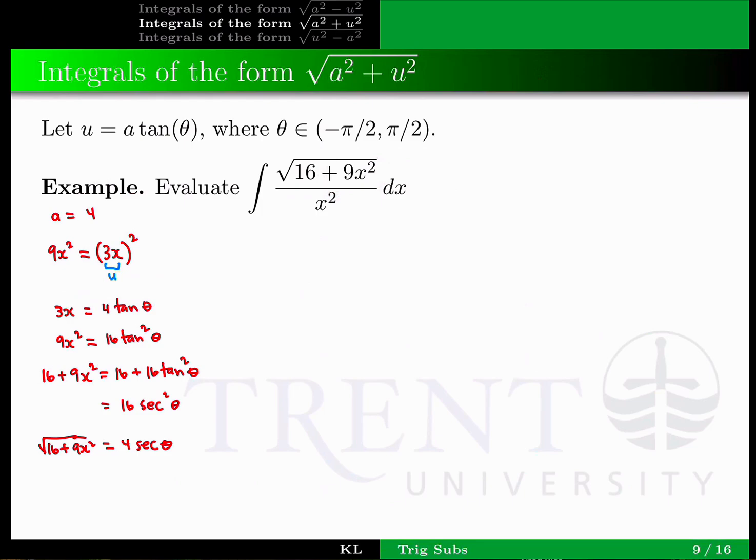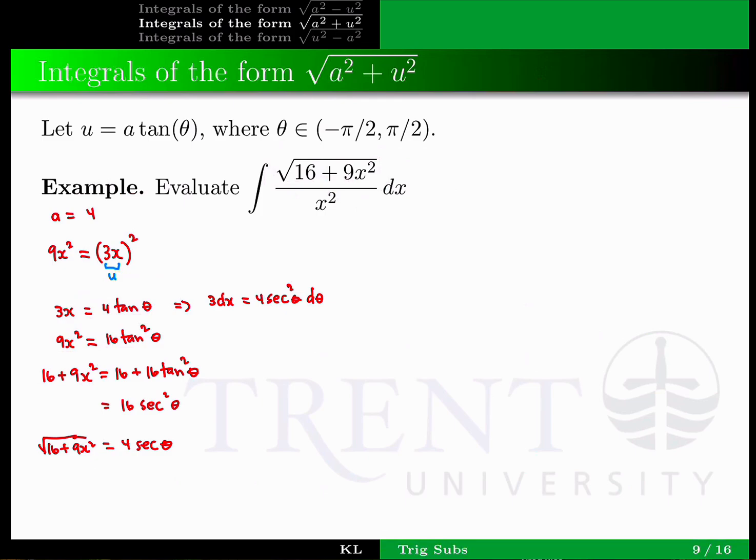So this one here is done. For the x squared, you can get it from here. You just divide everything by 9. And then, of course, the dx from here, we will have 3 dx equals 4 secant squared theta d theta, and you divide by 3.